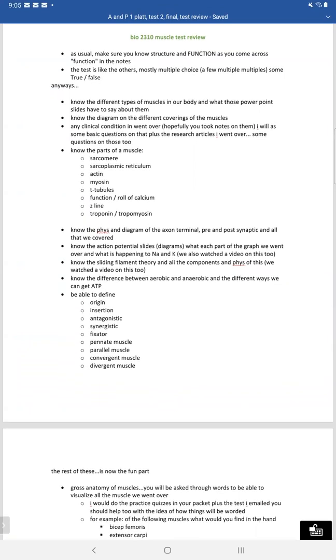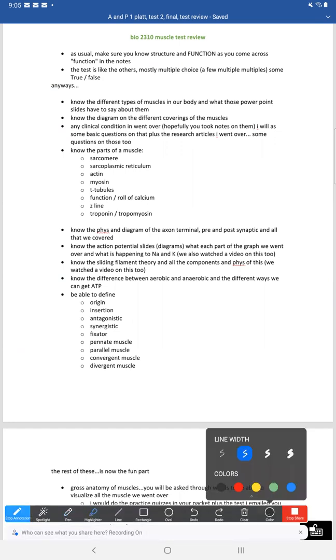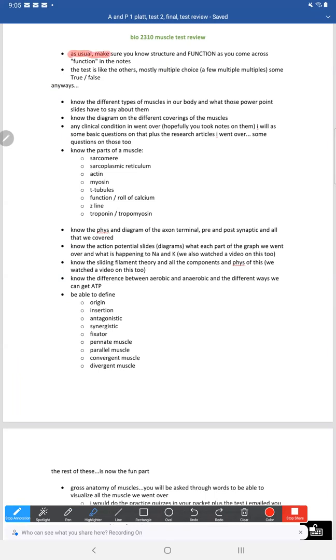All right, so muscle, we'll start with the muscles here. This first one says make sure you know structure and function. Another way of saying anatomy and physiology is structure and function. The anatomy is the structure, the physiology is the function. They're the same thing, structure and function. That's what the class is on everything.